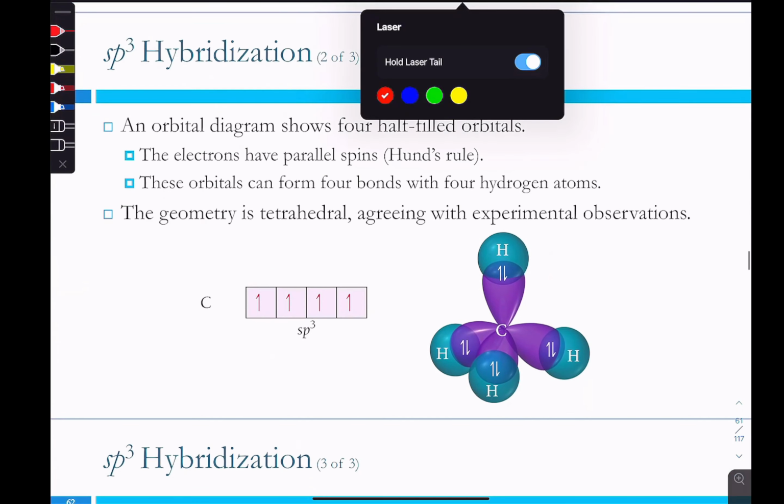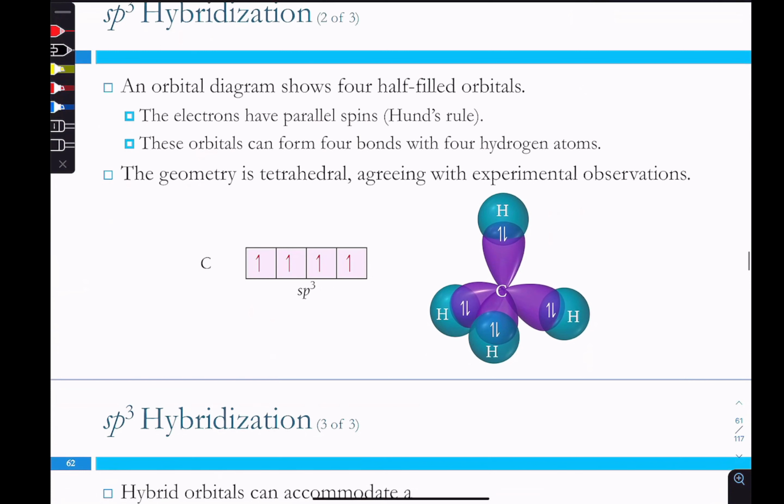An orbital diagram shows, again, the idea that we started off with was that hydrogen would have 1 electron in its 1s, and that we have these half-filled orbitals that come together. When we take carbon unhybridized, it would be 2s, and then 2p only has 2 half-filled orbitals, 4 total valence electrons. Once we hybridize those all together, now we've got 4 orbitals that are all equal energy level, and that gives us 4 half-filled orbitals.